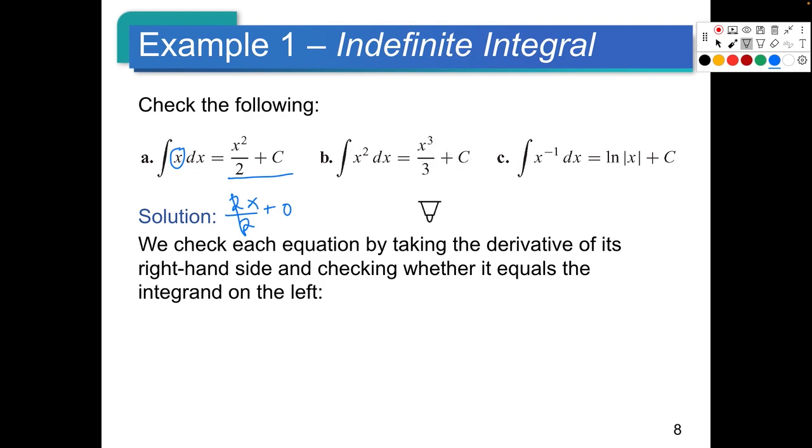Let's take the derivative. So the 3 comes down. We subtract 1, so we get x squared over 3. 3 divided by 3 is 1. And derivative of any constant is 0. So it's just x squared plus 0, which is just x squared. Hey, good. We check. So we're able to check our answers once we get what we're doing.